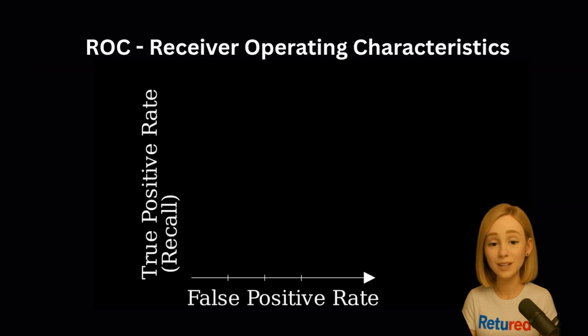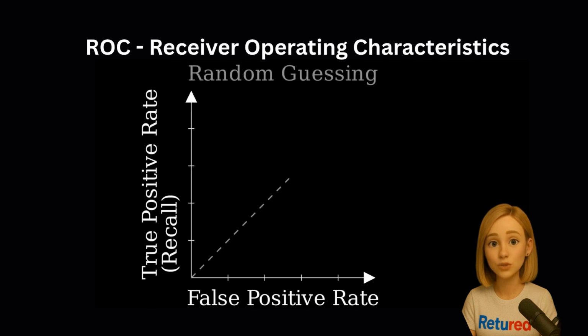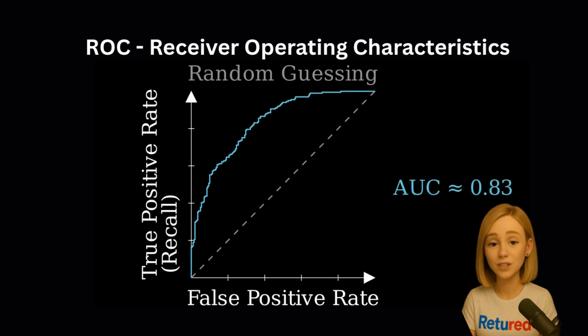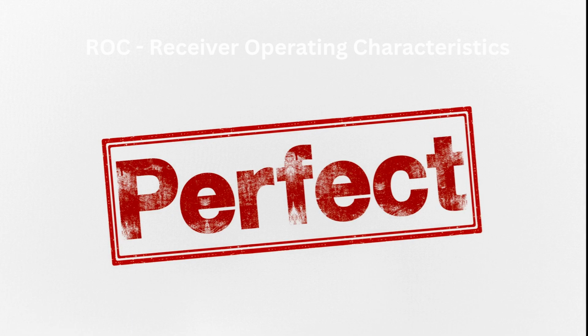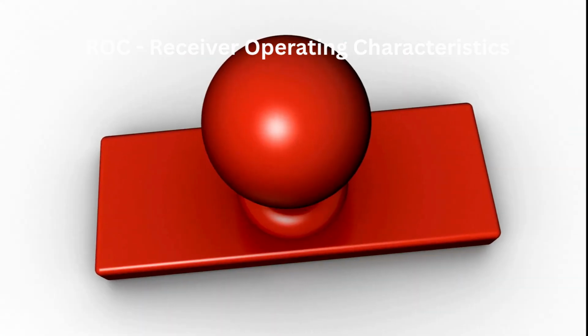The first is the ROC curve, which stands for Receiver Operating Characteristic. It plots the true positive rate, which is just another name for recall, against the false positive rate. A perfect model would have a curve that goes straight up and across, hugging the top left corner. The area under this curve, or AUC, gives us a single number from 0 to 1. An AUC of 0.5 is no better than random guessing. An AUC of 1.0 means the model is a perfect classifier. It's a great way to measure the model's overall ability to distinguish between classes.